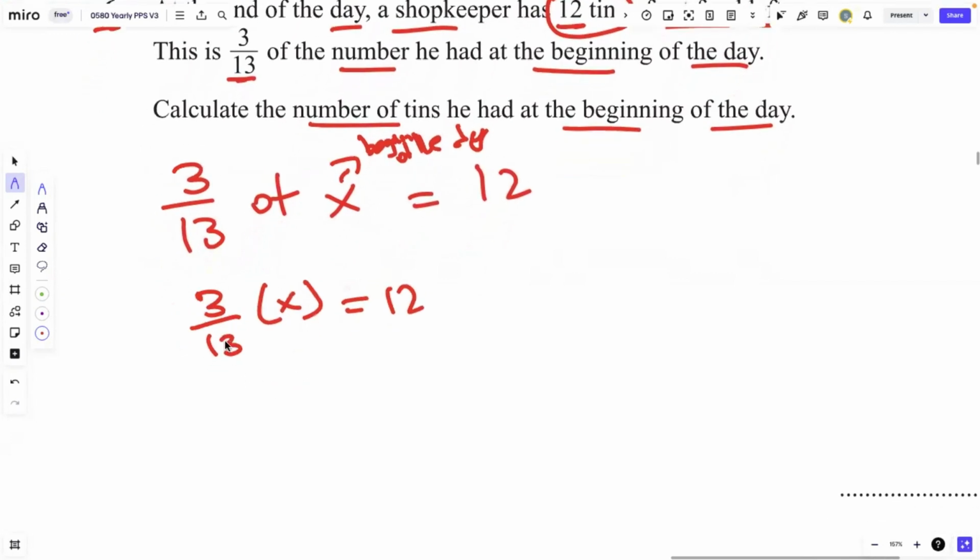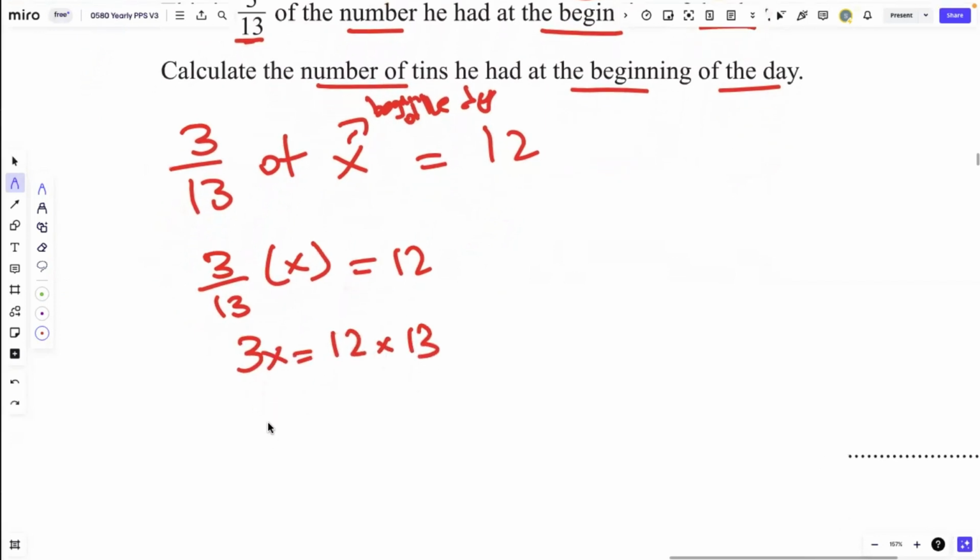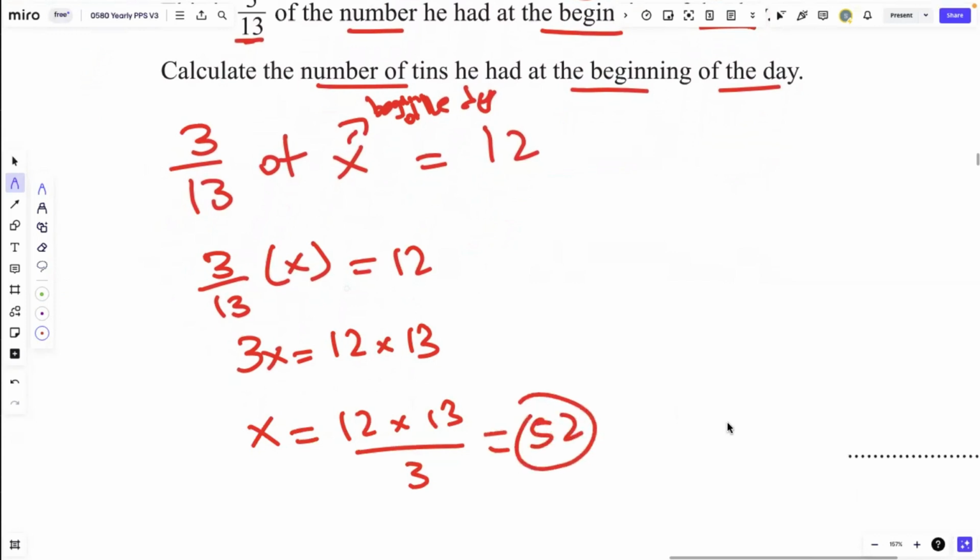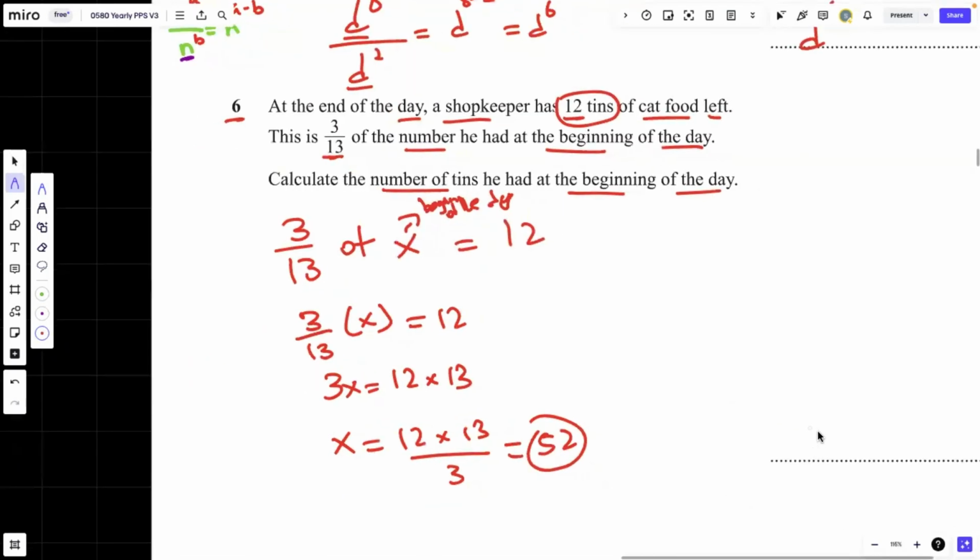And then we can take the 13th on the other side. So it's going to be 3x equals 12 times 13, and then x is equal to 12 times 13 divided by 3. It's going to be 52. So the amount of tins that he had at the start of the day was 52.